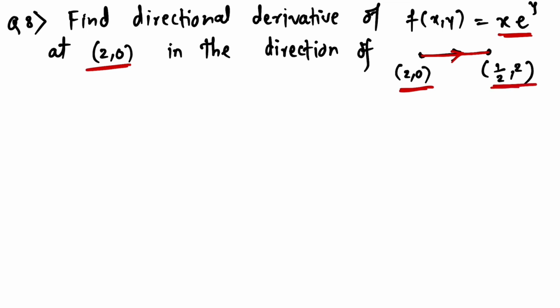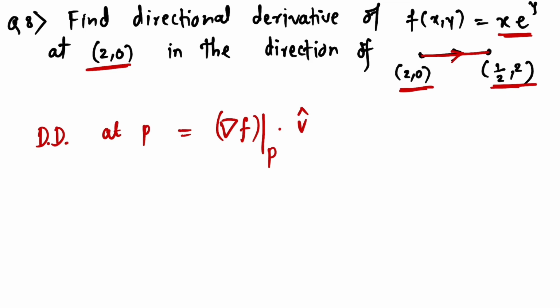Now there is just a simple formula: the directional derivative of function f at point, say P, is equal to, just take the gradient of this f, evaluate it at P, the point which is given, and take its dot product with the unit vector in the direction that is given to us. So we just have to use this formula.